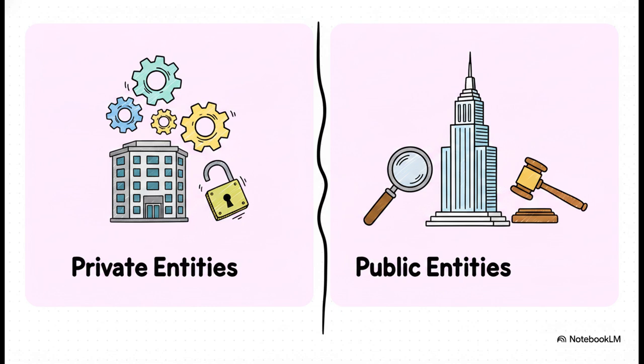On the other side, we have public business entities. These companies have securities trading on recognized exchanges and are heavily watched by the SEC, the government regulator. Because the general public is investing their money in them, they face much stricter rules, heavier disclosure requirements, and they're forced to adopt new accounting standards way earlier than private companies. You have to always know exactly which type of entity you were researching for.